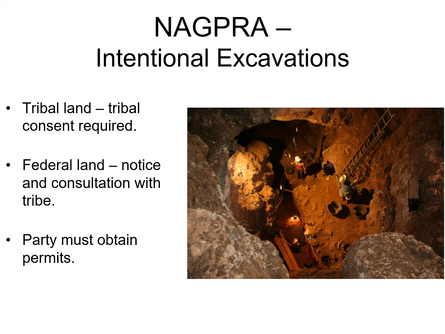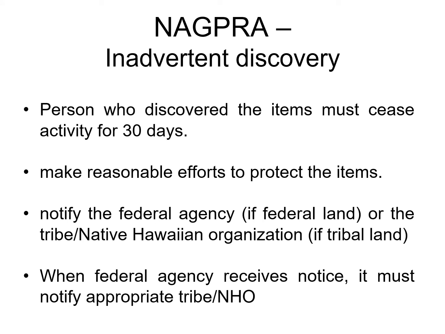If we have an inadvertent discovery of human remains, you're out on an archaeological site, you don't really know what's there, and you end up coming across human remains, the person who discovered the items must cease activity for 30 days and make a reasonable effort to protect the items. They must then notify the federal agency if on federal land, or the tribe or Native Hawaiian organization if on tribal land, right? When the federal agency receives notice, it must notify the appropriate tribe or Native Hawaiian organization, right? So when it's an inadvertent discovery, it throws a lot of wrenches into things.